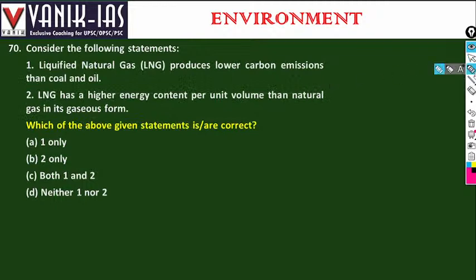Liquefied natural gas (LNG) produces lower carbon emissions than coal and oil. Obviously, this is right because it is an advanced technology. So the first statement is obviously right. LNG has a higher energy content per unit volume than natural gas in gaseous form. Yes, LNG has higher energy content. That's why LNG is used in the case of vehicles. So both the statements are correct with respect to energy efficiency of liquefied natural gas.